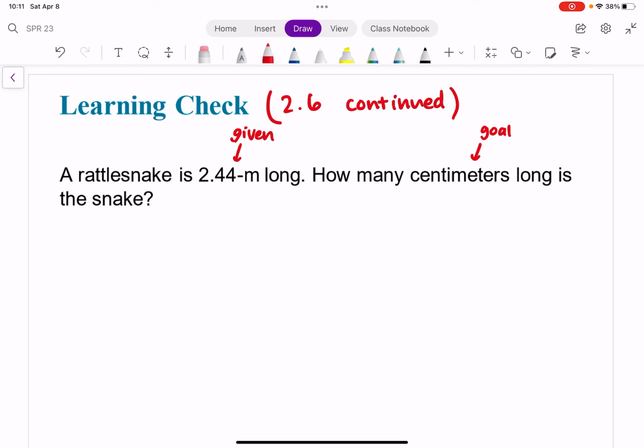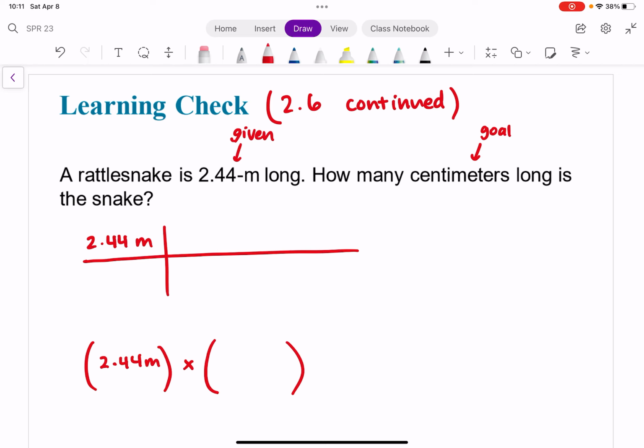Okay, so let's go ahead and start this problem. I think I'll use the train track method for now. But again, you can write this in two different ways. You can do the train track method like I'm doing, or you could write it like this and then just do the next parts like that. Okay, I'm going to do the train track method for now. So we start with what we're given, 2.44 meters, and we want to get to centimeters.